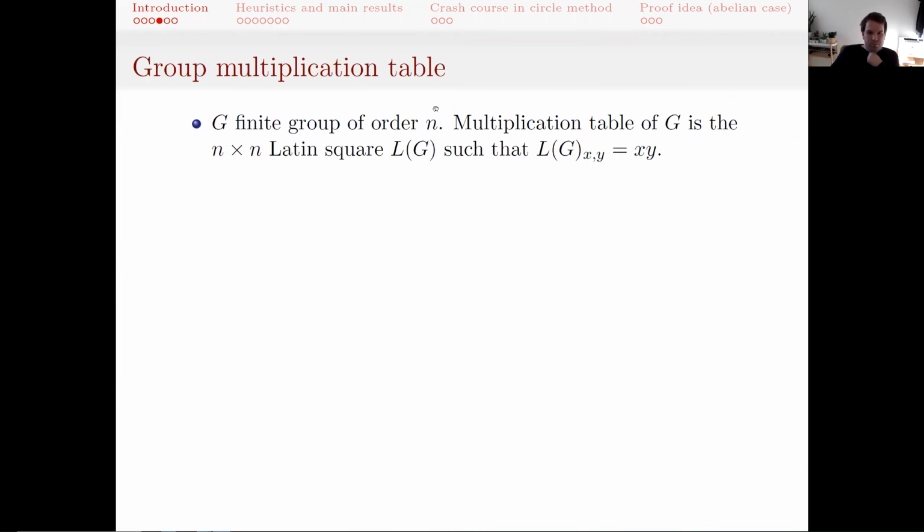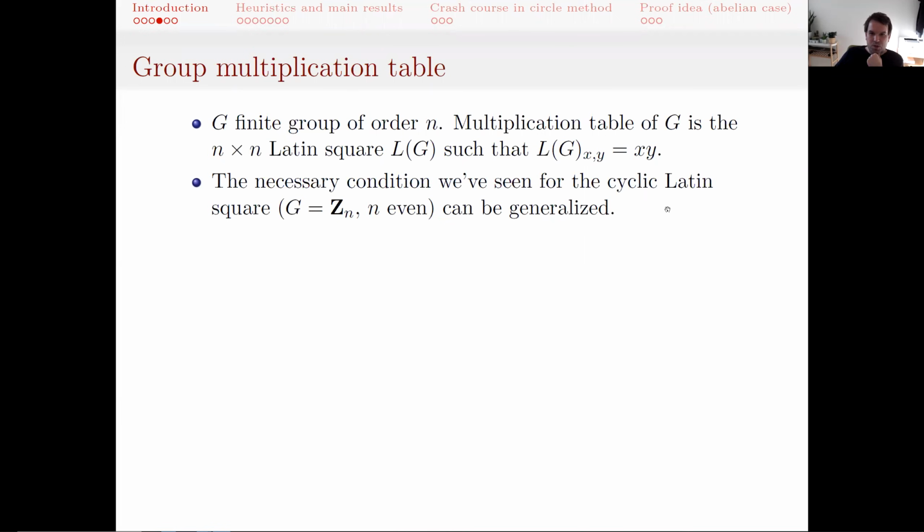So for a finite group of order n, we can construct this multiplication table simply by indexing, again, rows and columns by elements of this group G, and then putting in corresponding cells the product of the row and column this cell is in. So now one can ask, is it true that maybe in group multiplication tables one always has a transversal? But obviously the answer to this question is no. We've already actually seen the example, because the cyclic Latin square is just the group multiplication table of the group Z_n.